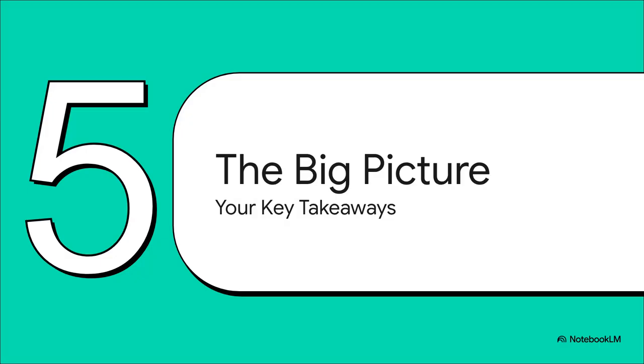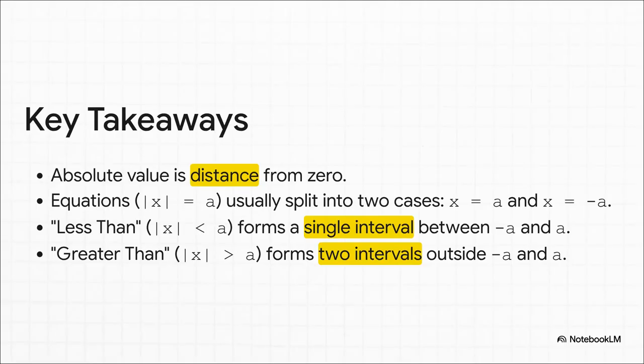Whew, okay, we've gone through a lot. From the basic idea to solving equations and inequalities to real-world examples. Let's take a breath and boil it all down to the most important things to remember. Here's your cheat sheet. Number 1, and most important, absolute value is just distance from zero. Period. Number 2, equations. They almost always break apart into two separate answers, the positive case and the negative case. And number 3, inequalities. Remember, less than means you're between two numbers, like a sandwich. Greater than means you're going in opposite directions, outside of those numbers.